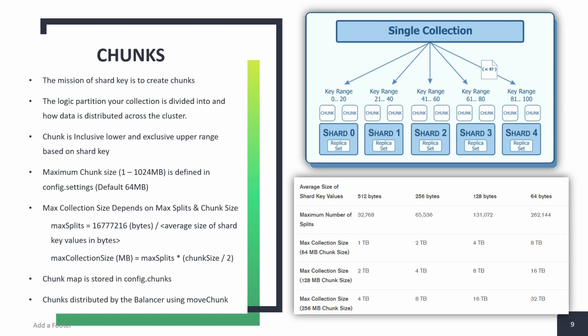The metadata of the chunks, also called the chunk map, is stored in the config.chunks collection. And the chunks are distributed by the balancer process using a moveChunk process. So whenever a new chunk is created, it will be distributed to the least loaded shard by the balancer process.